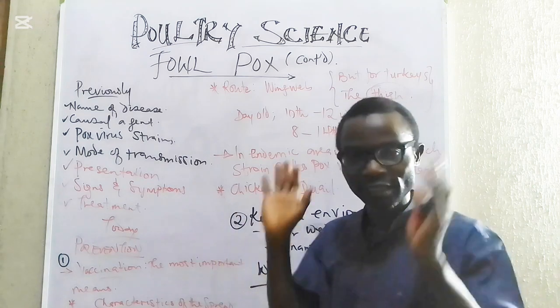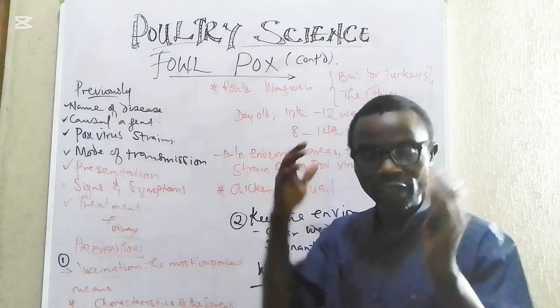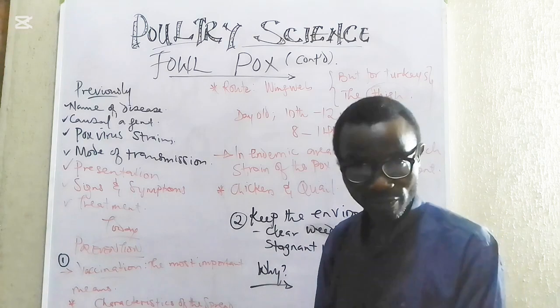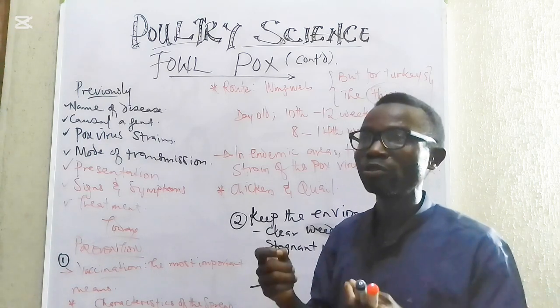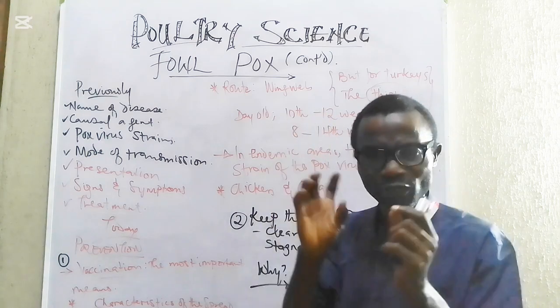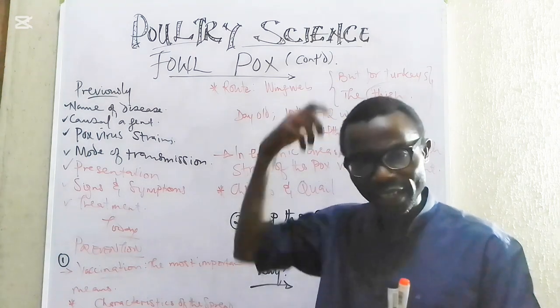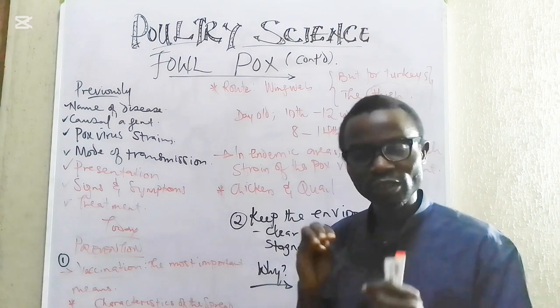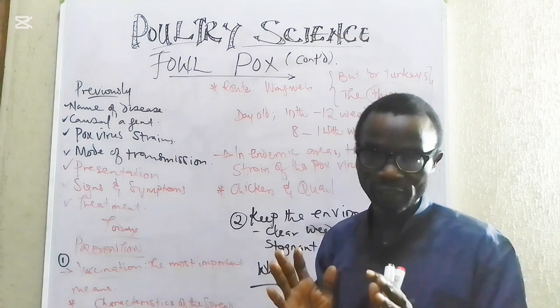When it's dry, it's on the outer part of the body, especially the head. It could also be on exposed parts like the feet and the neck. You see some ugly-looking pox on the head and all those parts, the comb, the wattle and the others. You see the birds looking unthrifty.